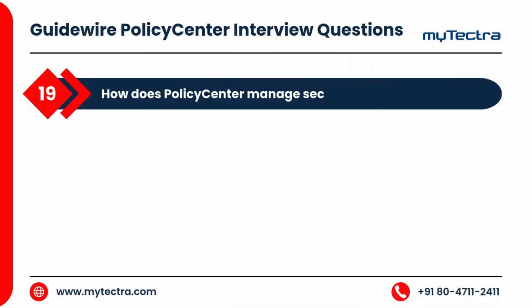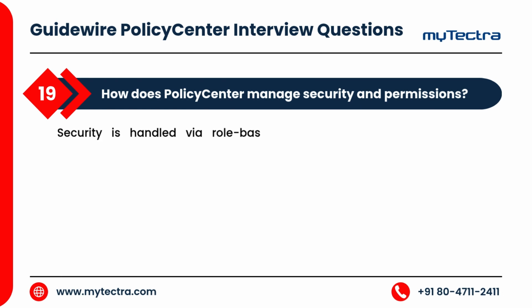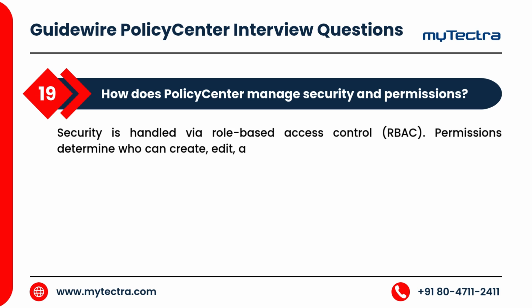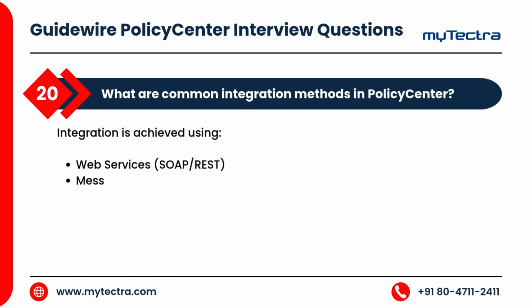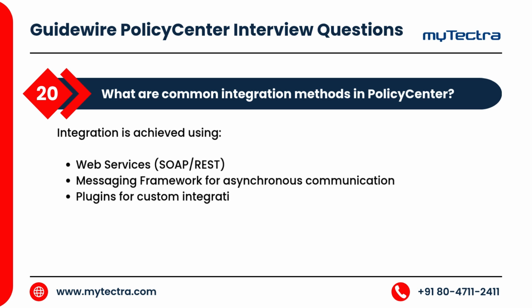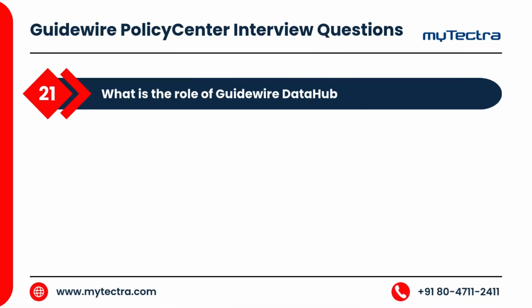How does PolicyCenter manage security and permissions? Security is handled via Role-Based Access Control, or RBAC. Permissions determine who can create, edit, approve, or view policies, ensuring compliance with business rules. What are common integration methods in PolicyCenter? Integration is achieved using web services, SOAP or REST, messaging framework for asynchronous communication, plugins for custom integrations, batch processes for data synchronization.